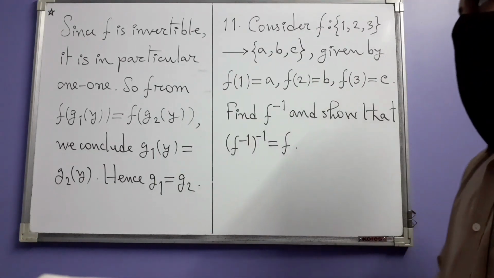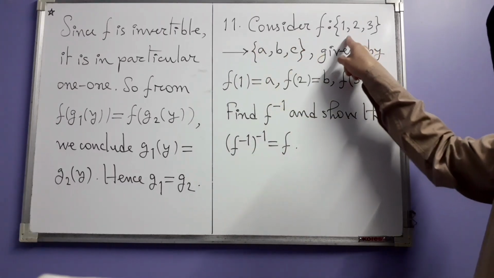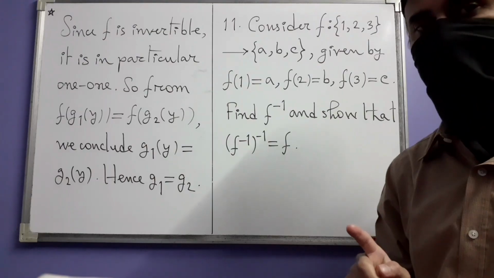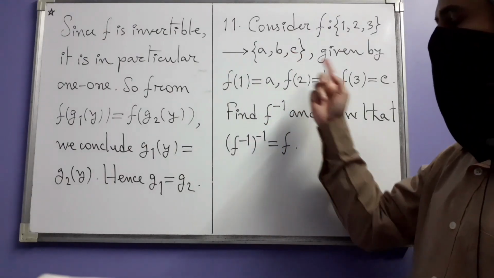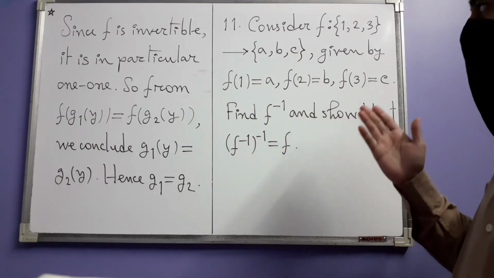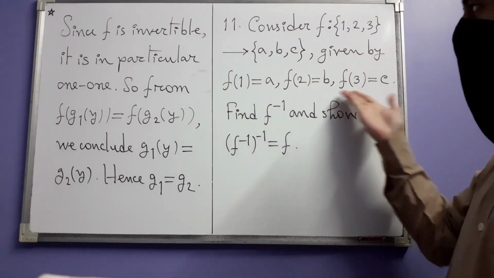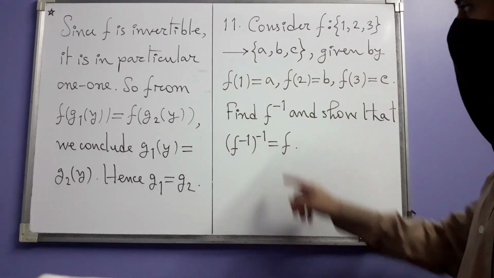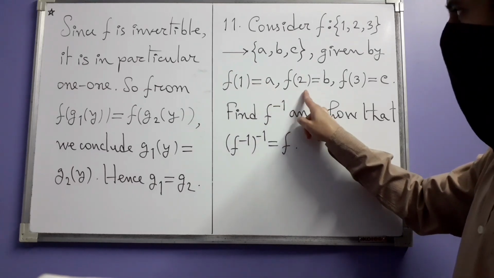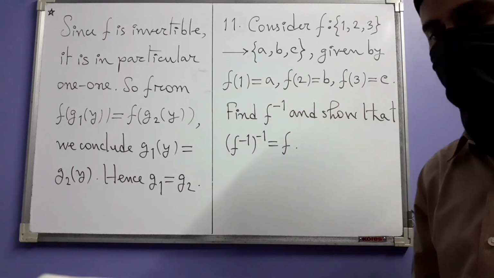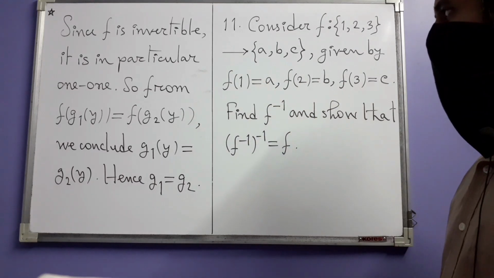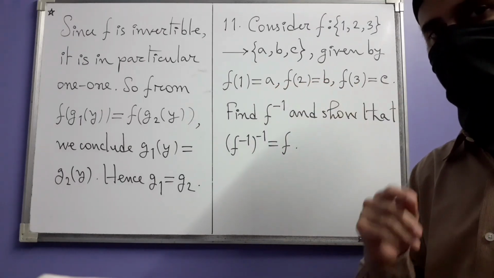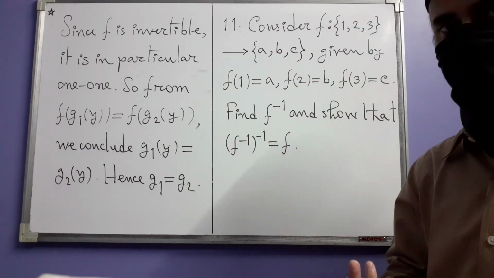Let's see another one, number 11, where you have this function f with domain consisting of 1, 2 and 3 and codomain consisting of the letters a, b and c. And the rule defining the function f is this. That means these collectively give you the rule. f of 1 is a, f of 2 is b and f of 3 is c. Very straightforward. So you can at once see that this f is both 1-1 as well as onto, and that is why it will have an inverse.